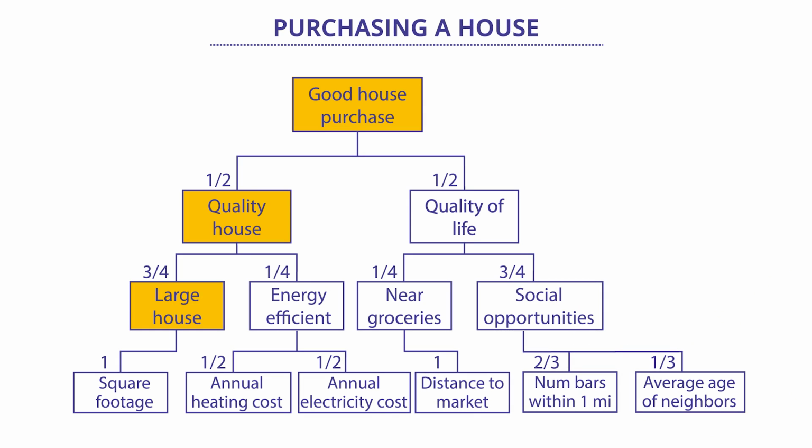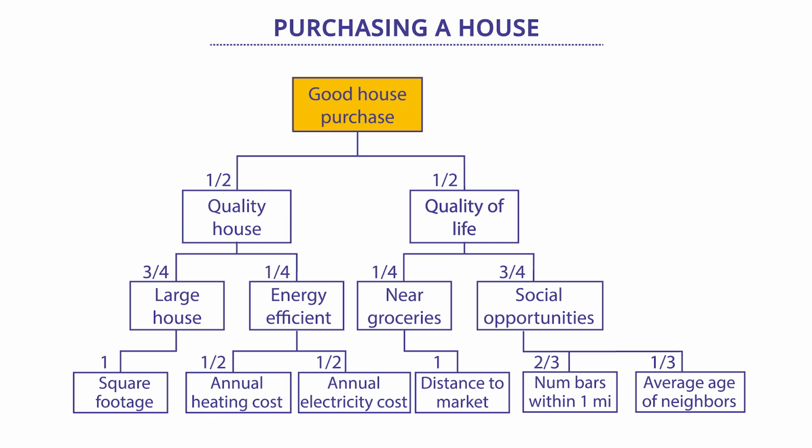Now, operationalizing having a large house, we use an attribute of square footage. This is directly measurable for our alternatives. That has a weight of 1 since it goes directly into having a large house. Now, having an energy-efficient house, we can decompose into 2 attributes, annual heating cost and annual electricity cost. Each of these we feel contribute equally, so they each have a weight of 1/2.